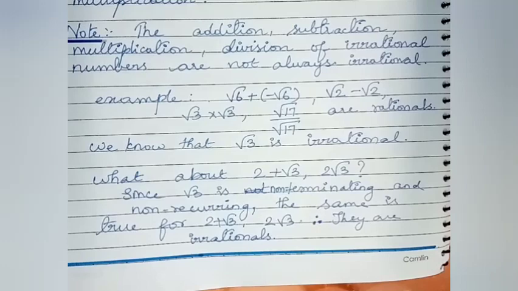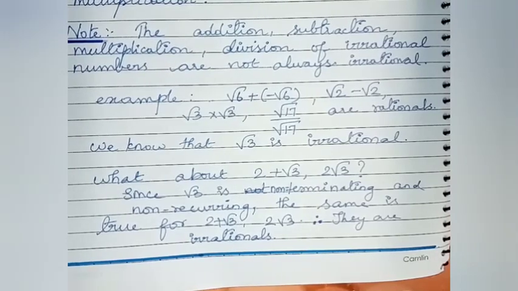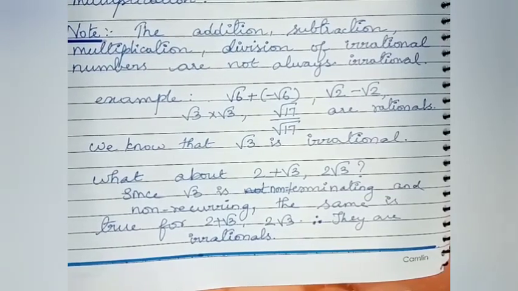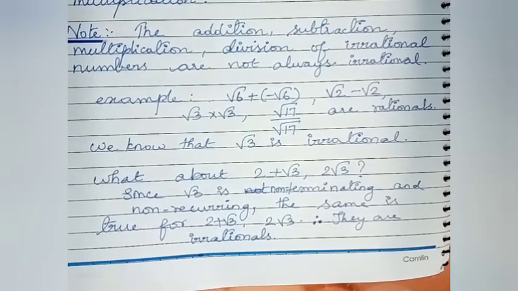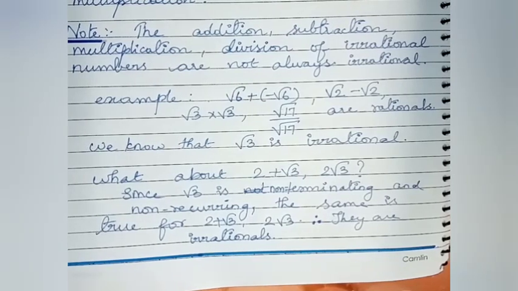Since we know that root 3 is non-terminating and non-recurring, it is an irrational number. The same thing will happen for 2 plus root 3 and 2 multiplied with root 3 also. Therefore they are irrational. So in the upcoming exercise we are going to deal with problems of this kind.